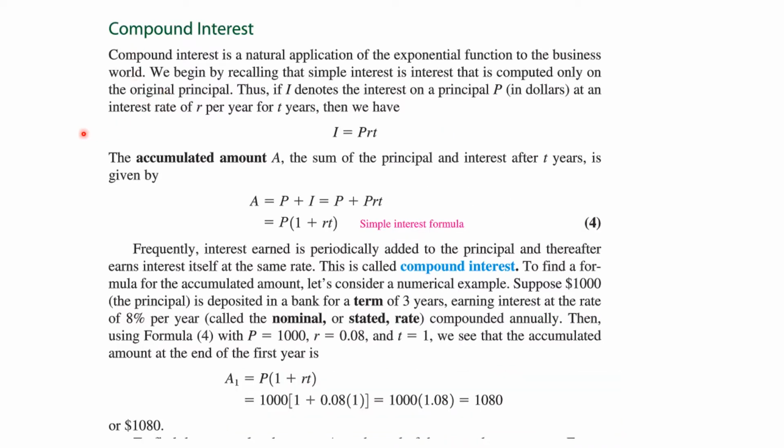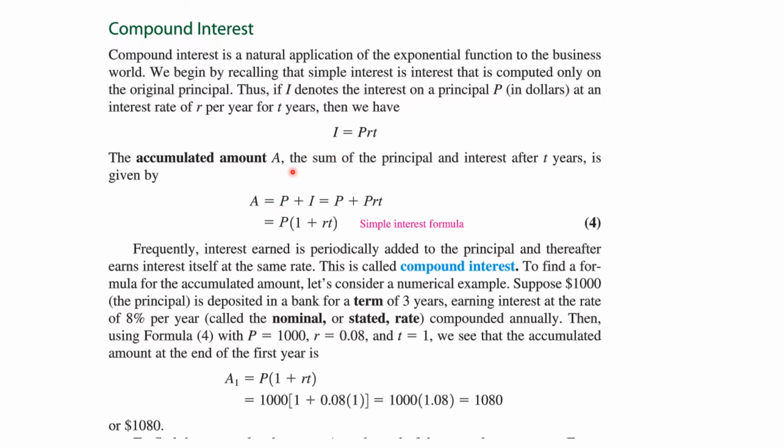Compound interest is a natural application of the exponential function to the business world. So let's recall that we had a formula for simple interest. I = PRT, where I is the interest earned, P is the principal, R is the interest rate as a decimal, and T is the time in years. The units on the rate and the time have to be the same, so R is usually a rate per year, and T is in years.